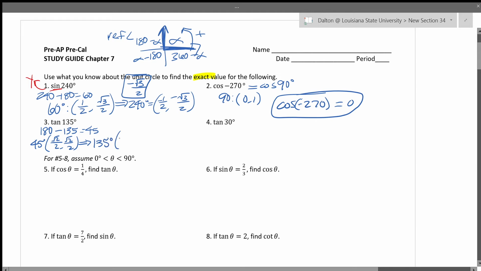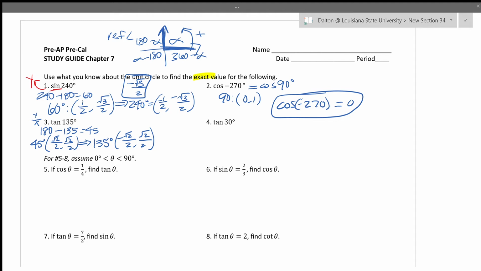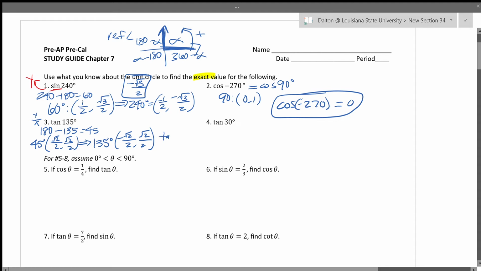So it's going to have a negative x value, negative square root of 2 over 2, positive square root of 2 over 2. If I ask you for the tangent, tangent is found by y over x. So if I put square root of 2 over 2 over negative square root of 2 over 2, that's essentially the number over itself, but one of them is negative. Therefore, the tangent of 135 degrees is going to be -1.